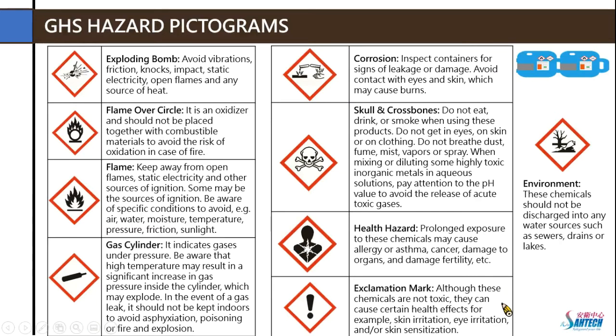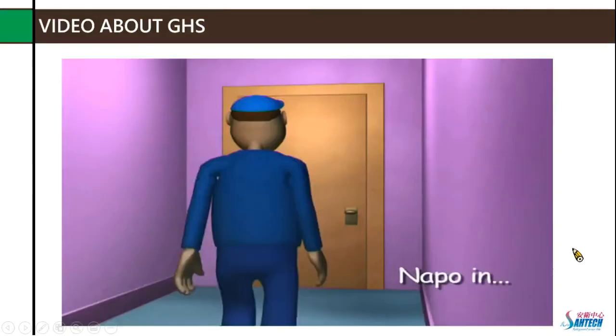Exclamation mark. Although these chemicals are not toxic, they can cause certain health effects, for example, skin irritation, eye irritation, or skin sensitization. Environment. These chemicals should not be discharged into any water sources, such as sewers, drains, or lakes. This is a video about GHS.